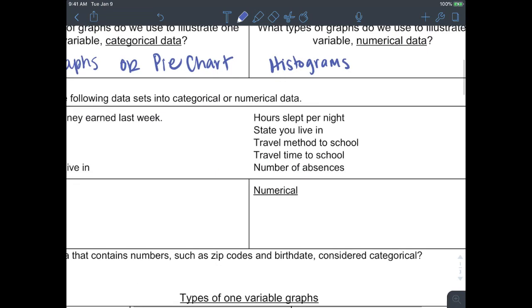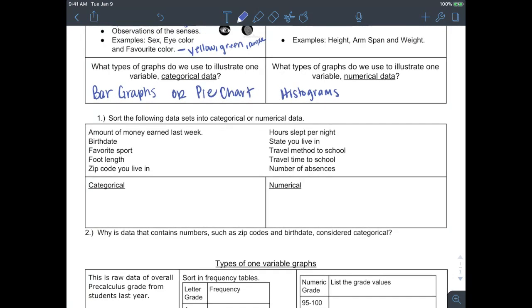Okay. So which of these are categorical or numerical? What I want you to do is sort them, and we're going to pause the video, and then you're going to check afterwards. So the amount of money earned last week. So think about it as a question. How much money did you earn last week? What kind of responses would you get? Well, it'd be a number. So amount of money earned is numerical.